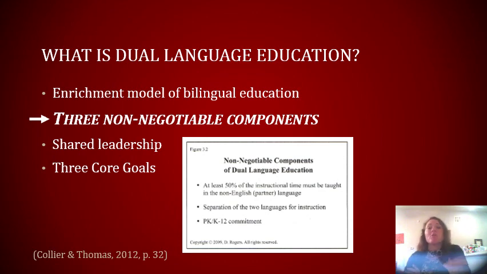The third non-negotiable component is the commitment. Pre-K or kinder through 12th grade. Most schools at least go for that pre-K through 5th or 6th grade commitment. And it is expanding into the junior high in some cases and all the way through high school in other cases. It is best if they have that exposure all the way through 12th grade.